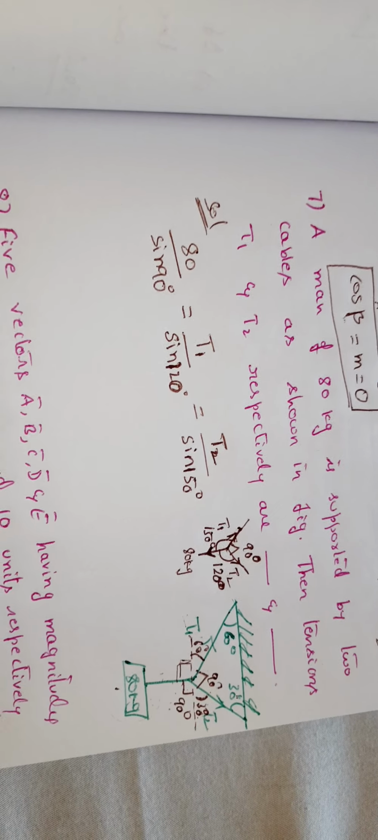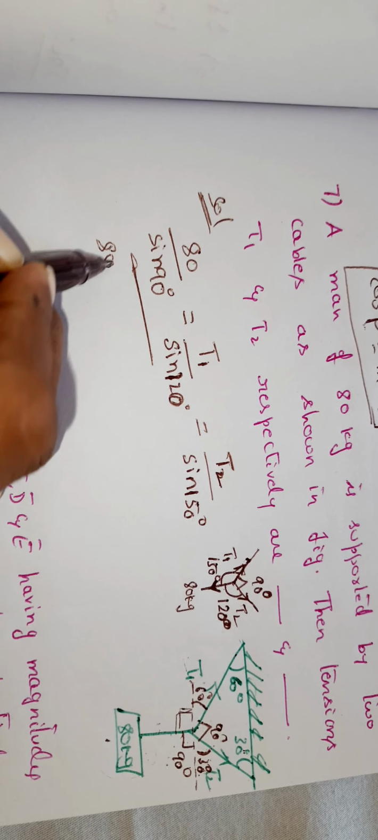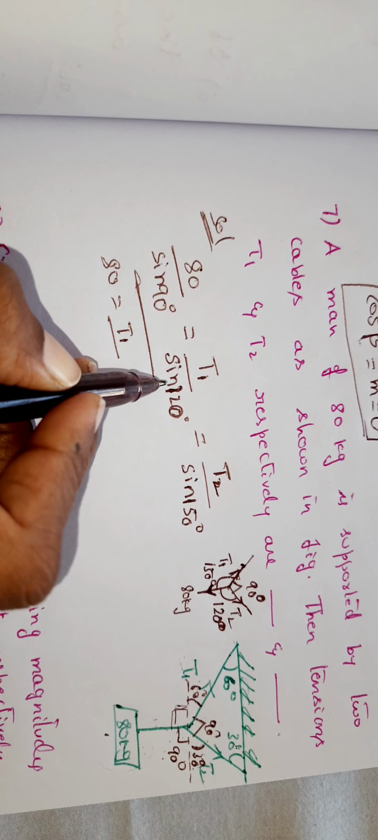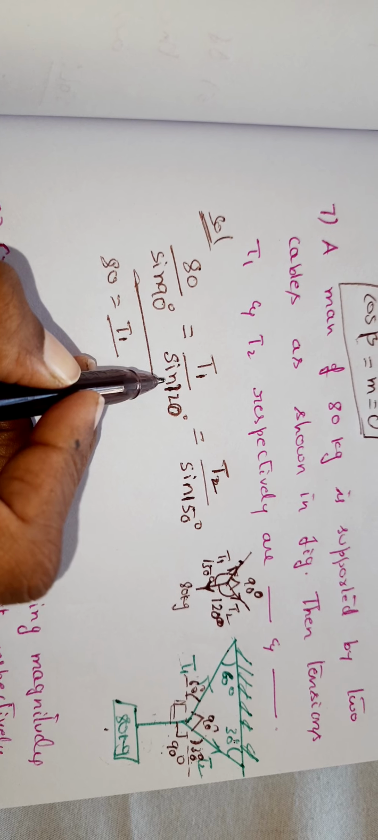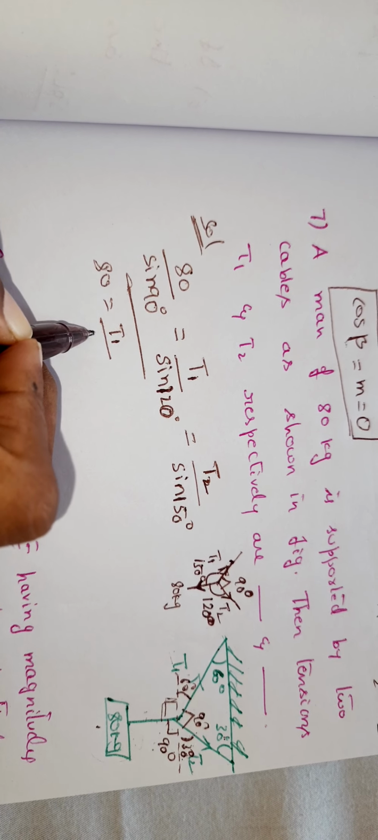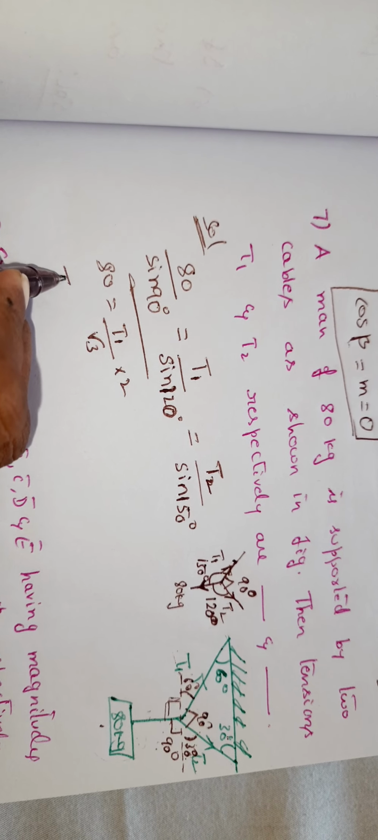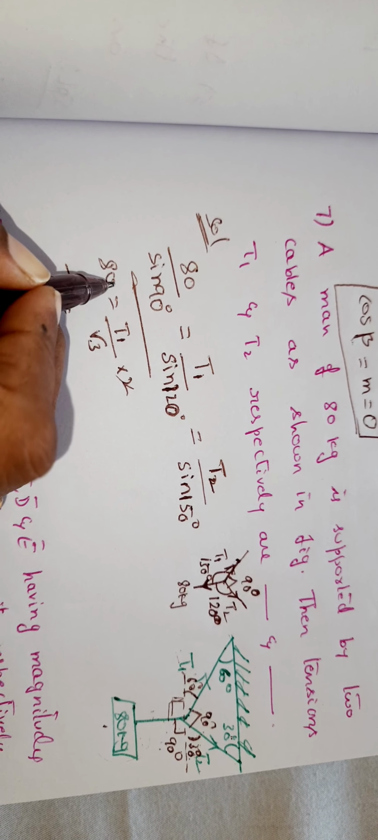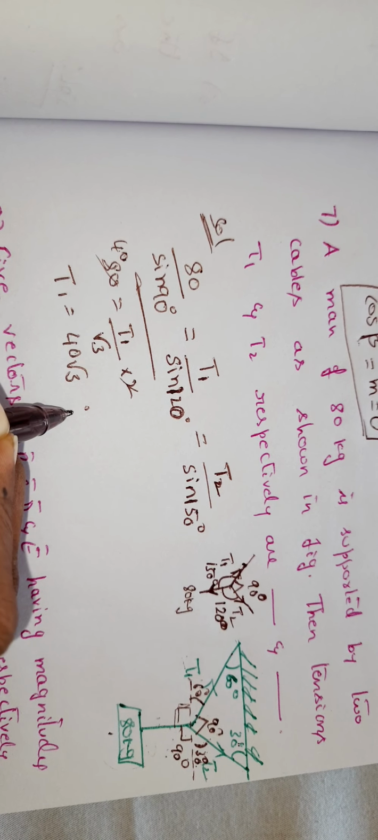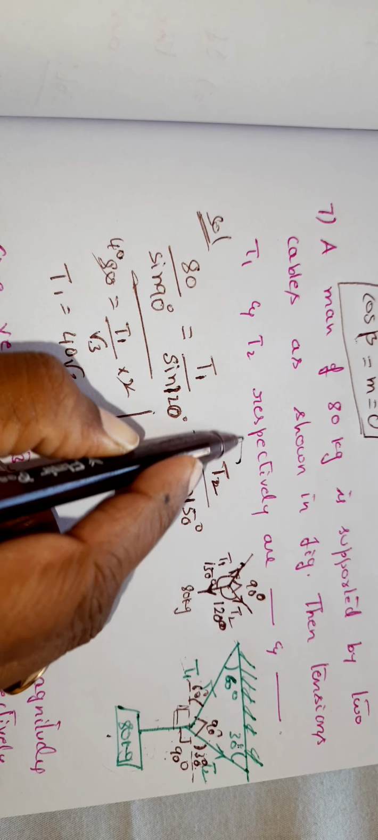Right. So now to find out T1 and T2, use these two first. So that is 80 is equal to T1 by sine 120. So what is sine 120? 90 plus 30 is cos 30. Cos 30 is root 3 by 2. So therefore T1 is equal to, now this 2, this is 40. So T1 is equal to 40 root 3. Very good. Got it.